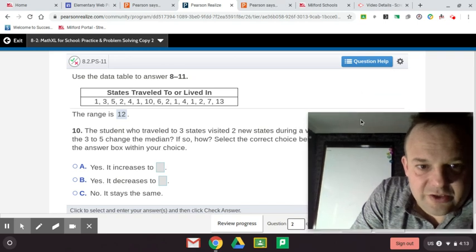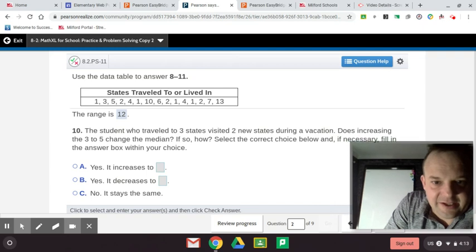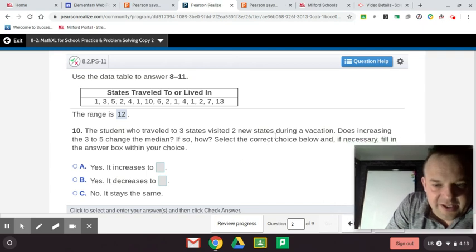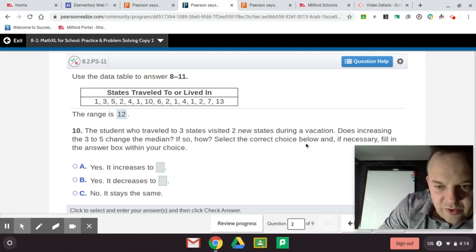The students who traveled to 3 states visited 2 states during a vacation. Does increasing the 3 to a 5 change the median? If so, how? Select the correct choice below, and if necessary, fill in the box within your choice.